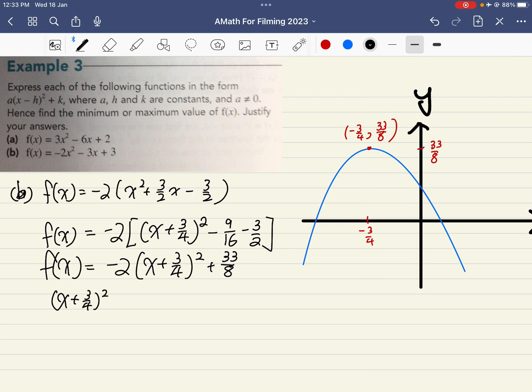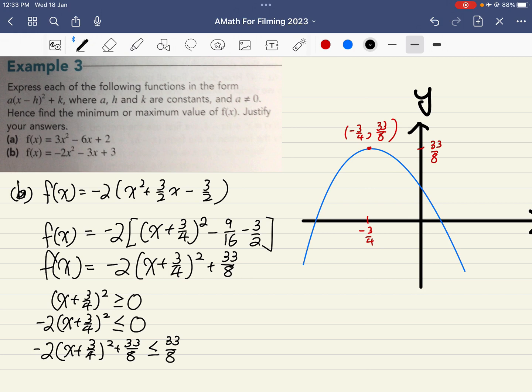This is always greater than or equal to 0. Multiplying by -2 on both sides of my inequality will lead to a change in the direction of my inequality. 0 times -2 is still 0, by the way. Then -2(x + 3/4)² is less than or equal to 0. If I add 33/8 on my left hand side, I will also add 33/8 to my right hand side as well.